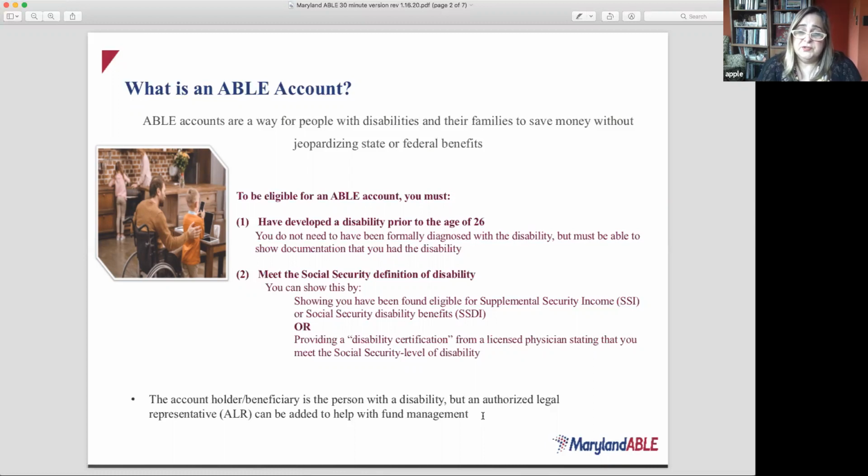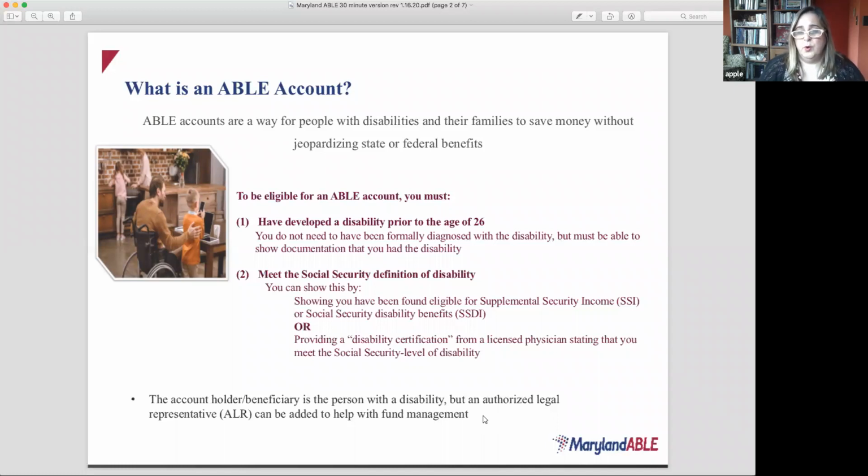So there's always a certain portion of the population that says, well, gosh, I have a child who's 10 or 12 or whatever, and I don't receive any SSI for that child or SSDI, but they do have a disability, and we recognize this. So the other way that you can qualify for the ABLE account is to take a certification form that is available on the Maryland ABLE website to the physician, and they can sign off on that. So it's okay if you are a person that has a disability that is not currently receiving SSI or SSDI.